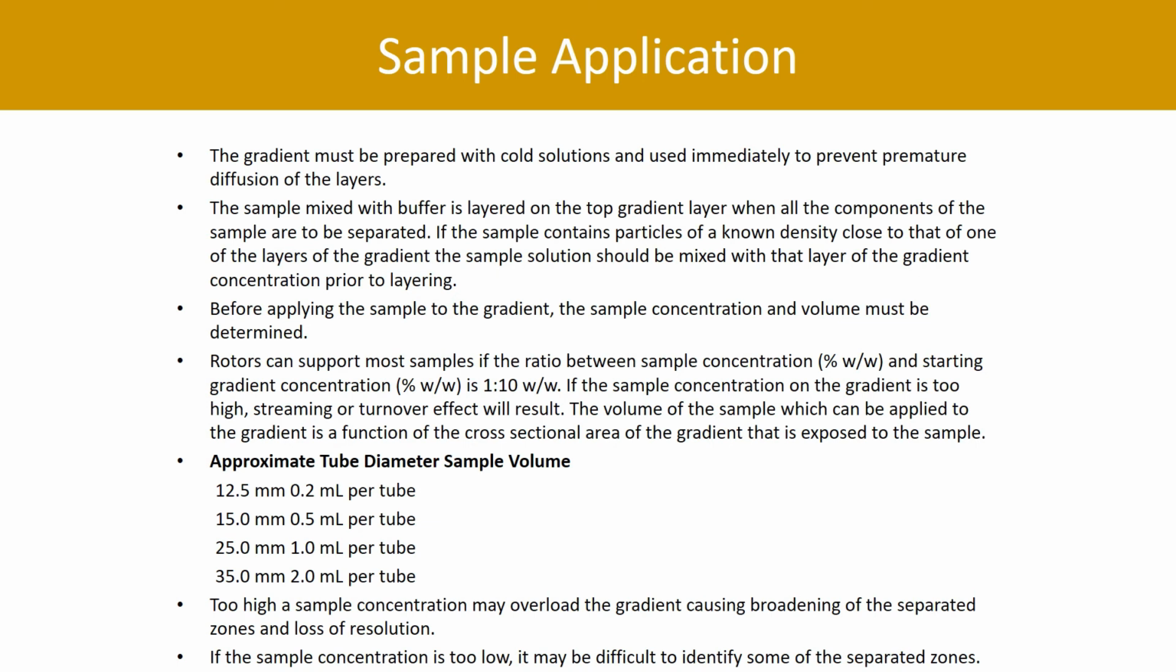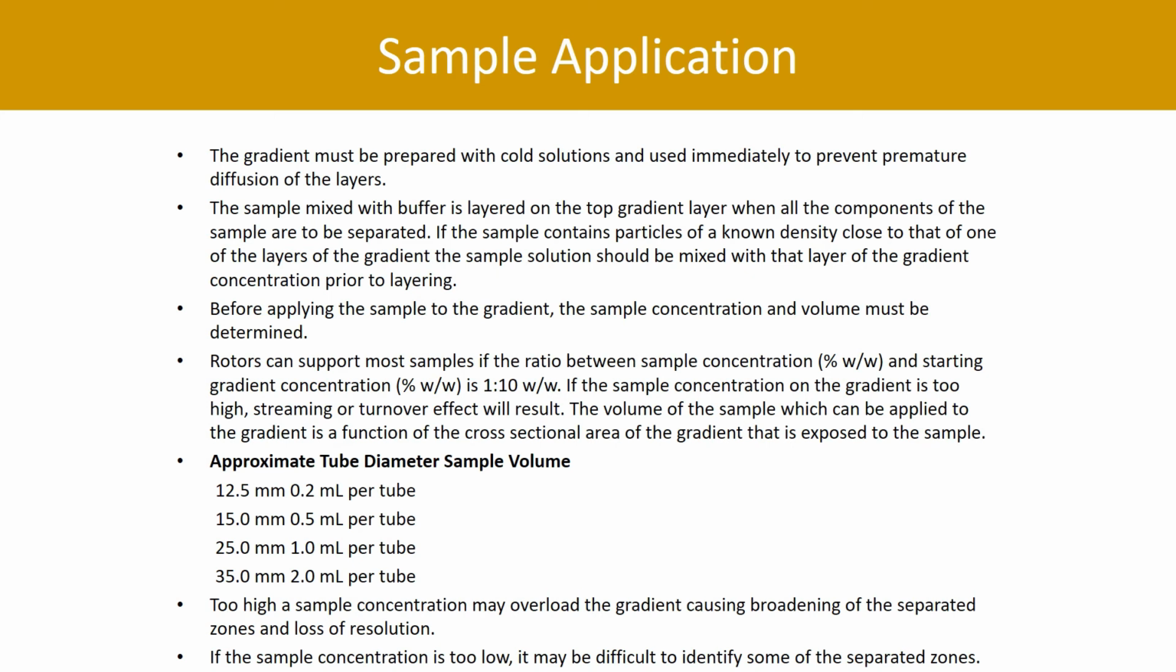Therefore, look at the table given below, it will give you an indication. If your centrifuge tube diameter is about 12.5 millimeter, then by convention you will be able to apply 0.2 ml of the sample in a tube. If the diameter of the centrifuge tube is 35 millimeter, then you can load about 2 ml of your sample per tube.